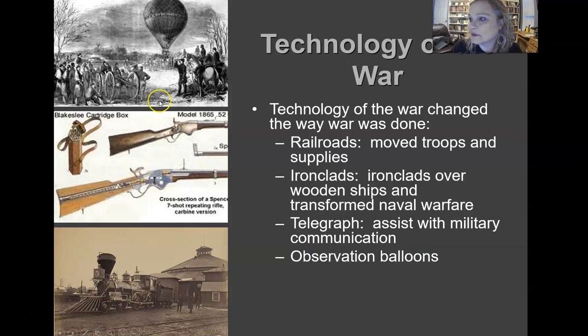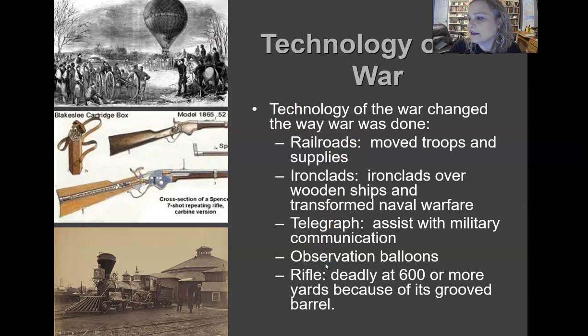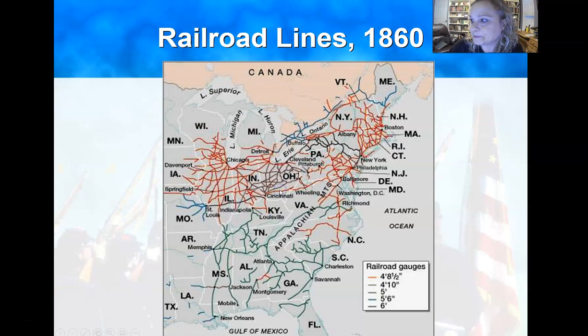There were also observation balloons, which is pictured up here, and so that could be used for reconnaissance and spying and seeing what the enemy has. And then also the new deadlier, more precise rifle, and also something that I didn't put on here, which was the mini ball. The mini ball was ammunition in a rifle, and when it went into the body, it would explode on impact. So it caused all kinds of gruesomeness and everything involved in that.